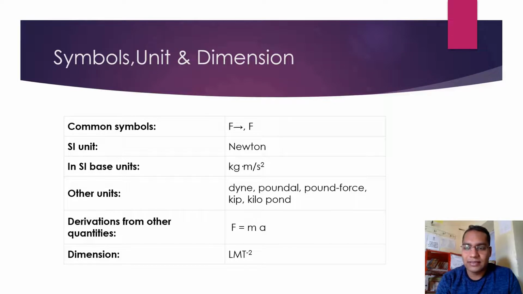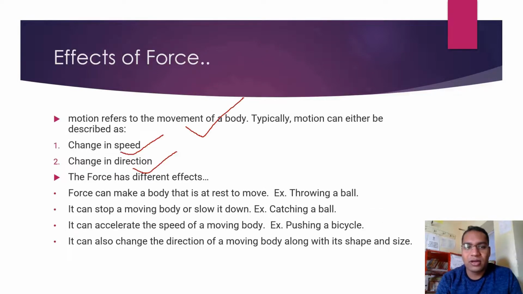So let's start a new thing. Motion refers to the movement of a body. When a body is moving, either from rest or motion, then it is called motion. The motion can be described as a change in speed. If an object changes its speed or changes its direction, then it can be called that the object or body is in motion.